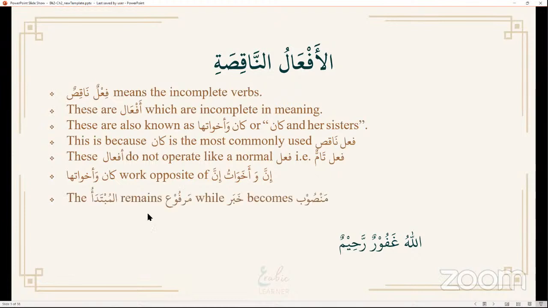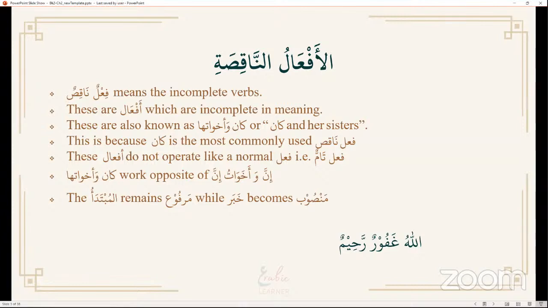So what it does: Kaana leaves the mubtada as marfu, while Inna makes the mubtada mansoob. Kaana leaves the mubtada as marfu only, while it makes the khabar mansoob. It is working in exactly the opposite way. Is it clear, brothers and sisters? I hope it's not clear. Do you want me to repeat? It's clear.